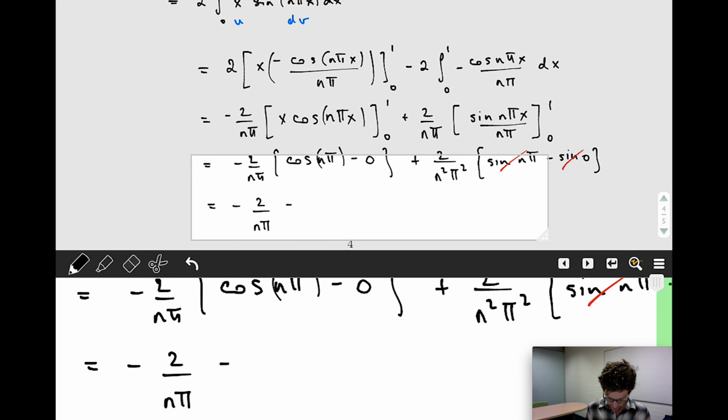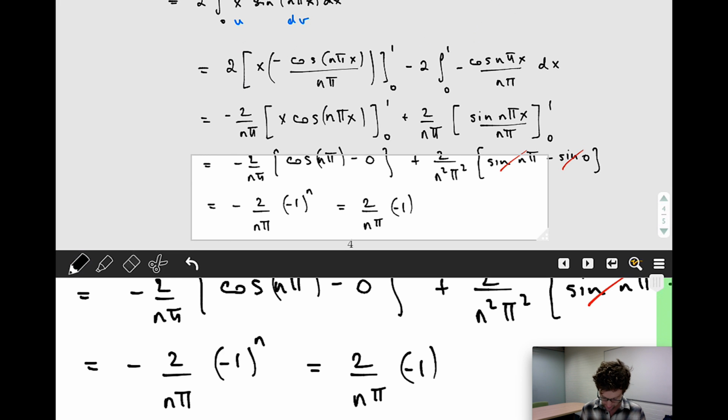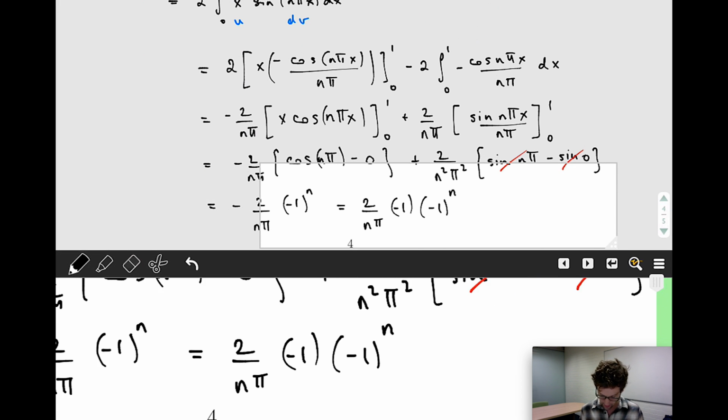Cosine of n pi is minus 1 to the power of n. Or if I write that as 2 over n pi times minus 1, that's minus 2 over n pi, multiplied by minus 1 to the power of n. Then, using the laws of powers, I can write that as 2 over n pi, minus 1 to the power of n plus 1.